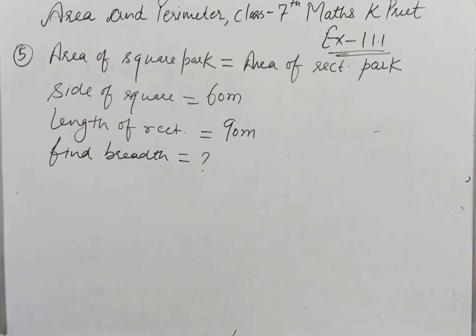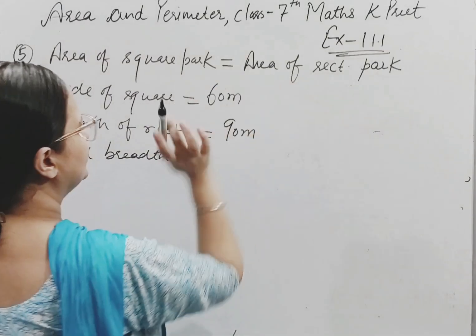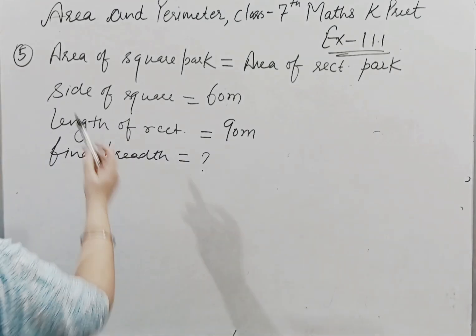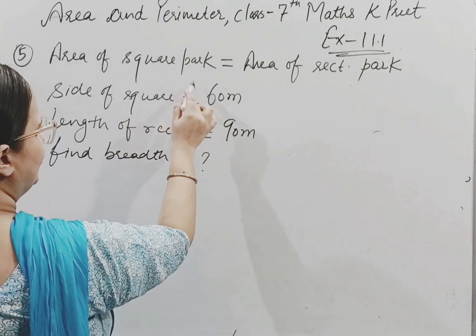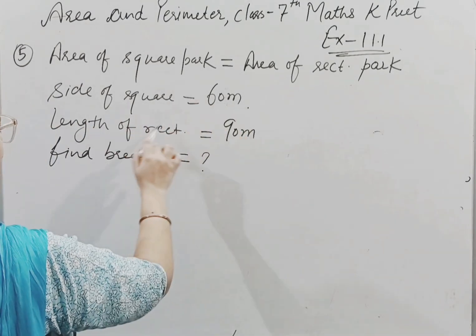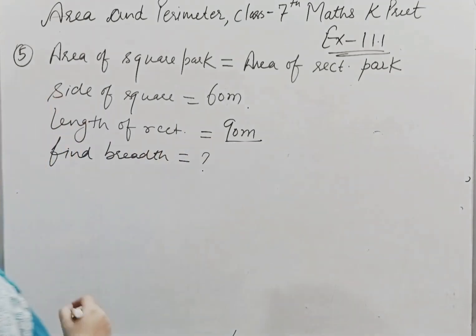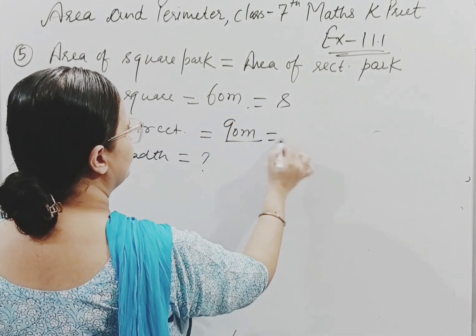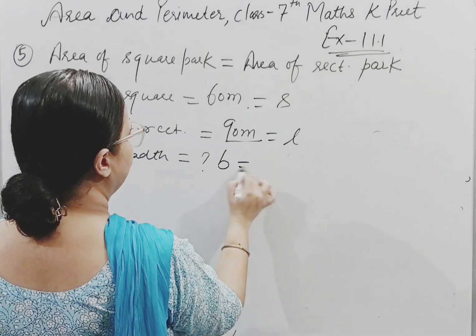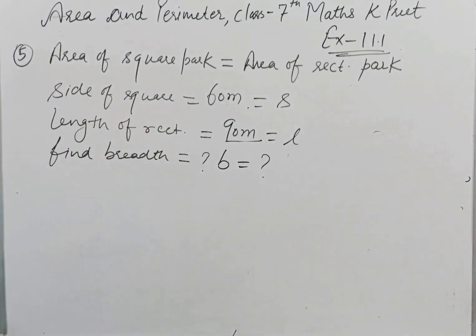So question number 5 is: area of a square park is equal to area of a rectangular park. I have written it in the form of an equation. What else is given? Side of the square park is 60 meters and length of the rectangular park is 90 meters. So this is given as S to us, this is given as L to us. We have to find B here. It's asking us to find the breadth.